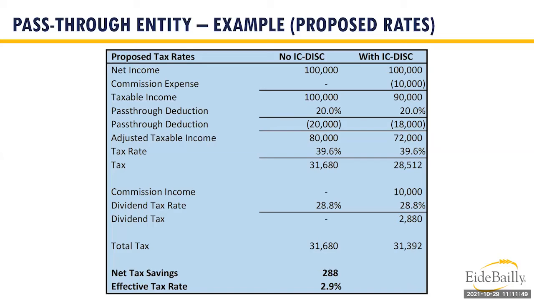And so you can see if we were to adjust our example with those proposed rates, our tax savings actually would be cut in half. So we would get roughly a 2.9% tax savings on the commission amount. So a little bit less of a savings than we would get under current rates, but there's still a tax savings to be had.